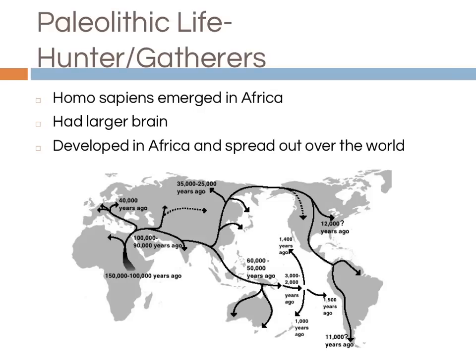Homo sapiens, like modern day humans like us, emerged in Africa, and they had a larger brain than other early hominids or human-like creatures. A key thing to know from this slide is that they started in Africa and then spread out throughout the rest of the world. So you can see on this map, they spread through Europe, the Middle East, Asia, down into Southeast Asia, and then eventually over to the Americas through the land bridge that connects what is today Russia with Alaska. So developed in Africa, spread throughout the world over time.